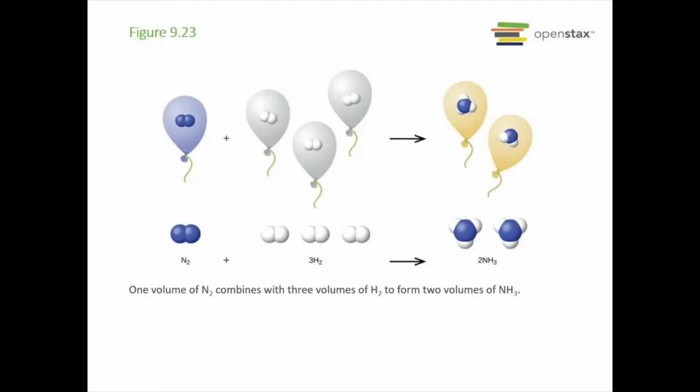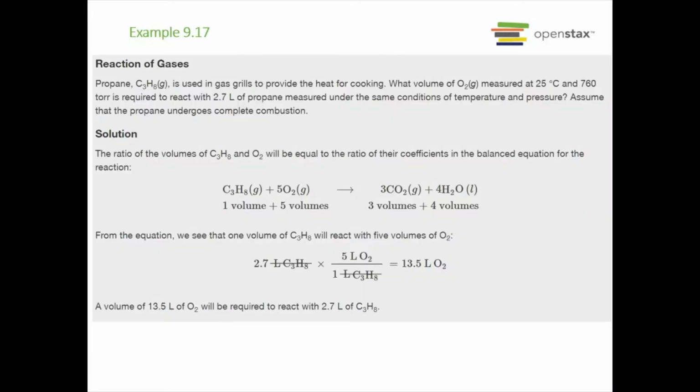So for example, nitrogen and hydrogen combine to form ammonia. 1 volume of nitrogen is going to combine with 3 volumes of hydrogen to form 2 volumes of ammonia. A little example here.